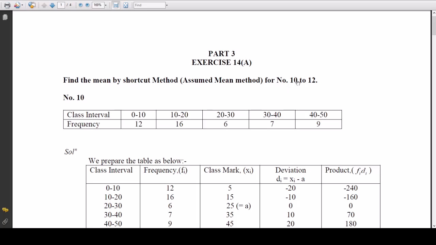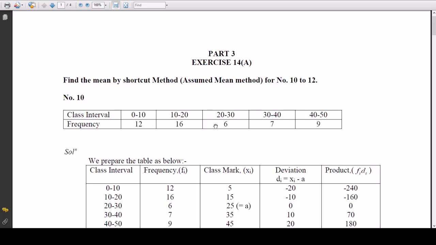For number 10 to 12, we have to find the mean by the shortcut method, that means the assumed mean method. The given class intervals are 0 to 10, 10 to 20, 20 to 30, 30 to 40, 40 to 50, and the corresponding frequencies are 12, 16, 6, 7 and 9.